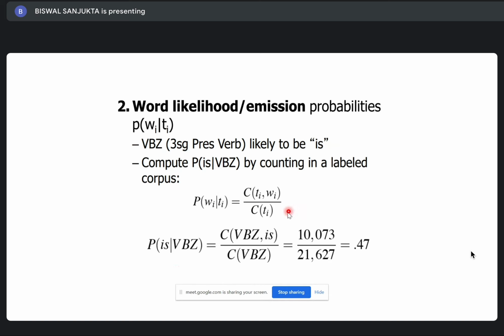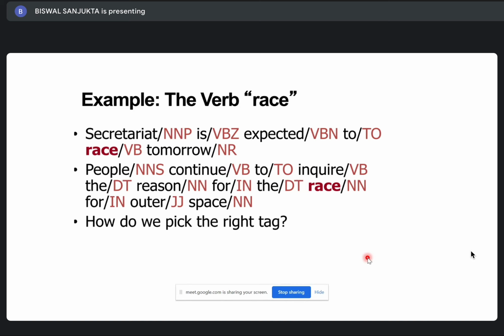In the same way, suppose in a data set I'm interested to find the probability of "is" given it is a verb. What I will do is see wherever a verb is coming first and then "is" is there. I will take that count divided by the count of the verb. And as per the data set given, these are the values, which are divided and we got the value.